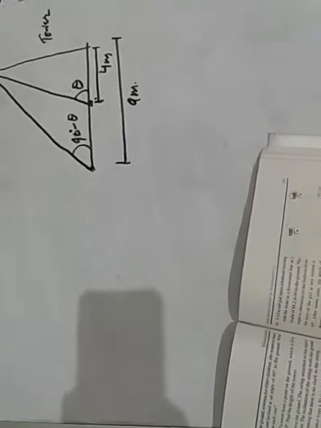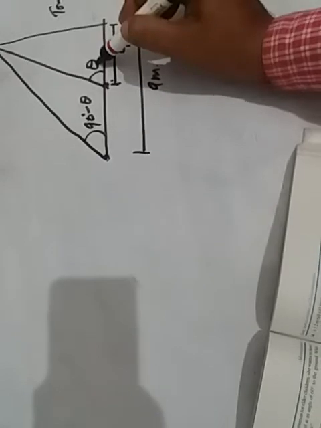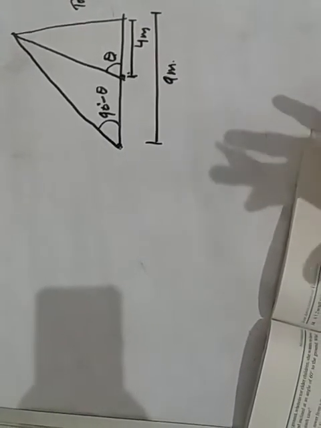Means what complementary angles means? Two angles are said to be complementary to each other if and only if their sum is 90 degree. Okay, children? So if one angle is theta, then the next angle will be 90 minus theta. Means if one angle is 30 degree, the next angle will be 90 minus 30, that is 60 degree. Here one angle we have assumed to be theta, so the complement of theta will be 90 minus theta.